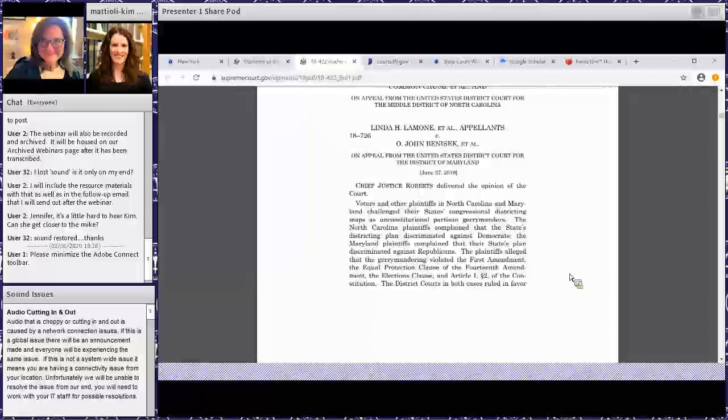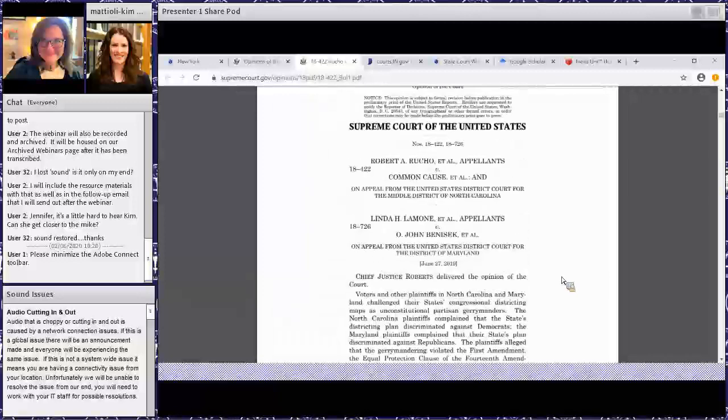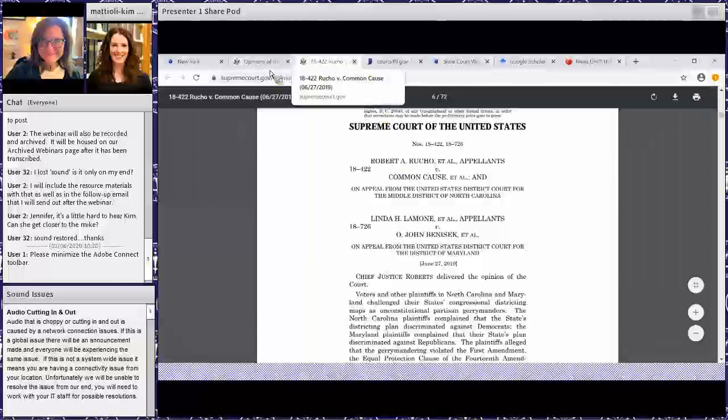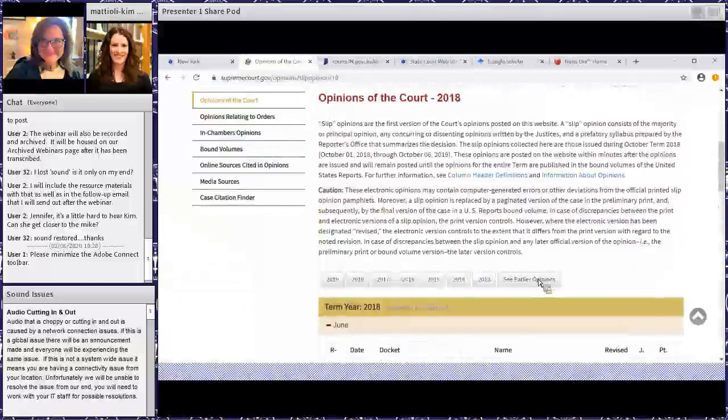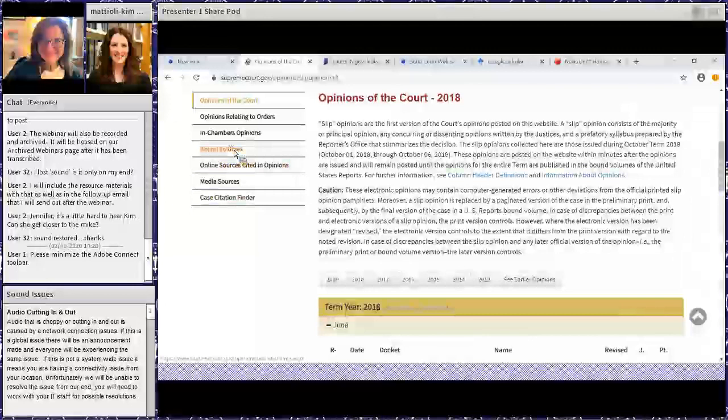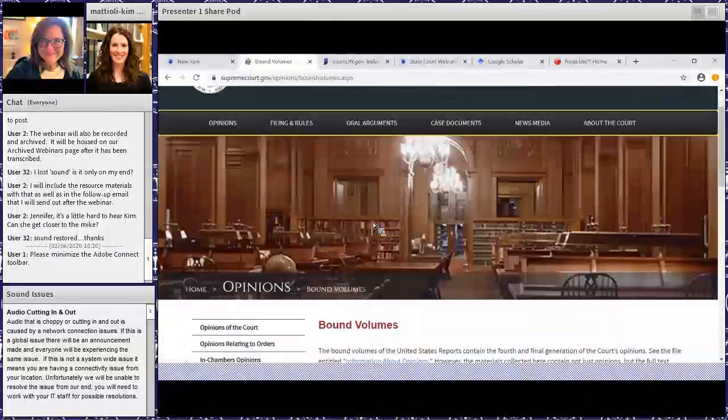So as I mentioned before, it's not always an easy task to read through cases, but that's just how they are. So I'm going to X out of here and show you how to find earlier ones. You can either go to where it says see earlier opinions or go up here to the left where it says bound volumes. So I'm going to click there.